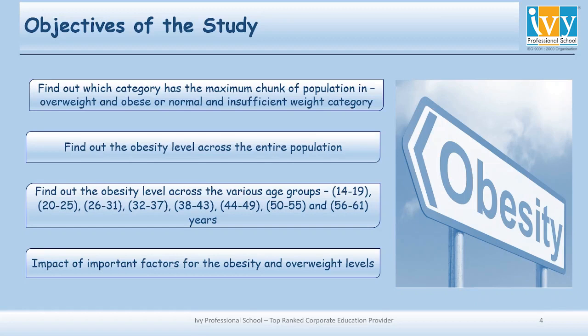having overweight levels. For that, I have divided the entire age range into 8 age group intervals, that is 14 to 19, 20 to 25, 26 to 31, 32 to 37, 38 to 43, 44 to 49, 50 to 55, and 56 to 61 years. Lastly, I would see the impact of each of the important factors or attributes that I would be listing out to carry out my research study on the obesity and overweight levels.